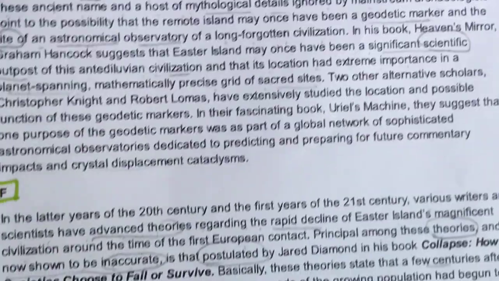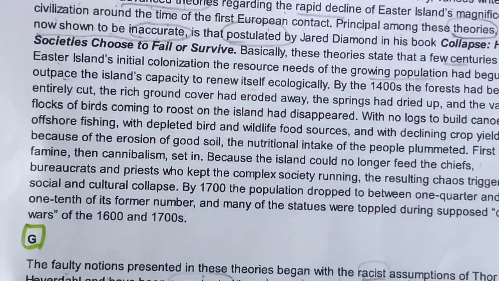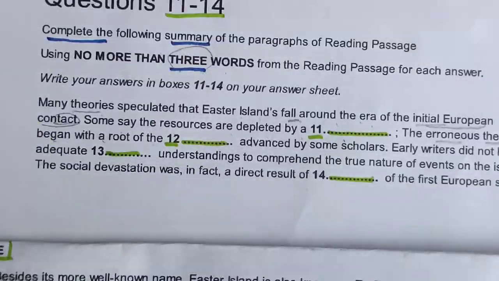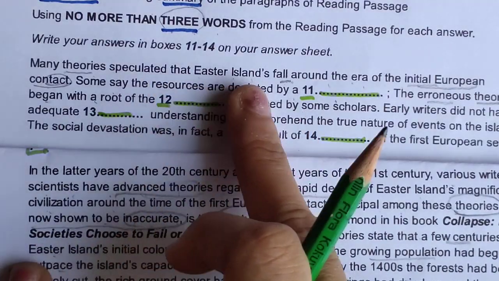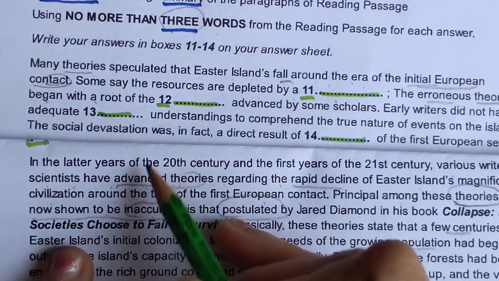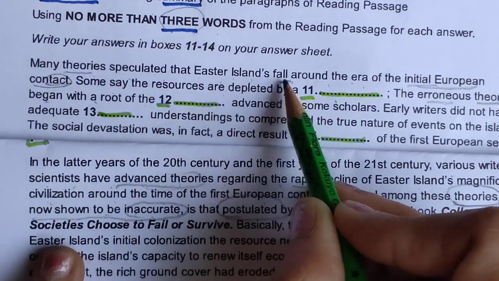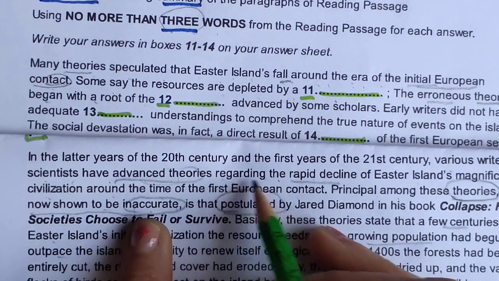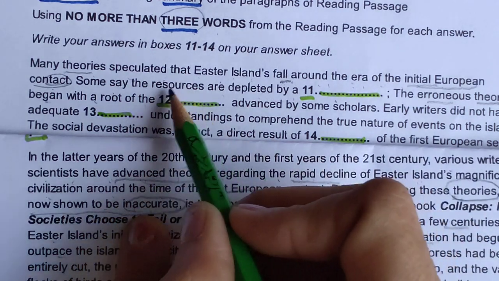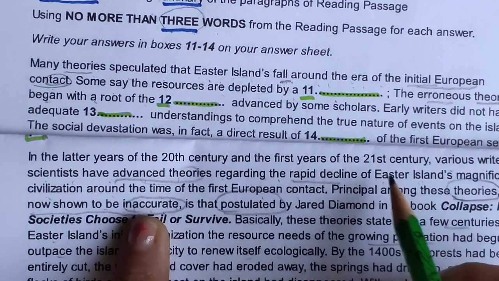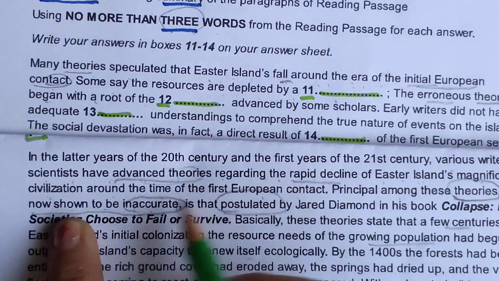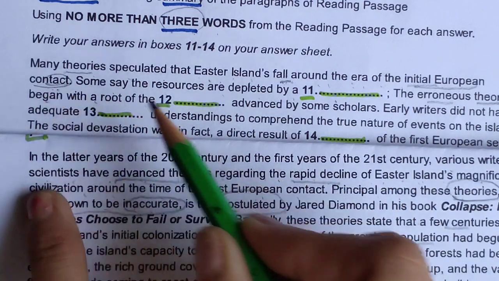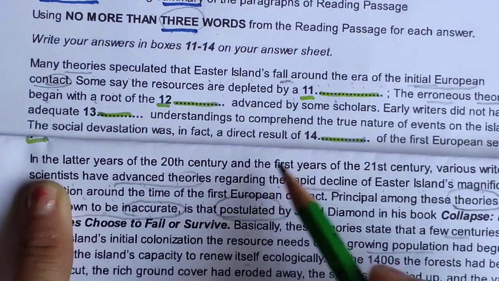So let me find it. The last question is also saying the same thing, we were just reading it. Many theories speculated that Easter Island's fall came around the era of initial European contact. So we got the location: the rapid decline of Easter Island's magnificent civilization around the first European contact. So finding the location is the challenge, then you will get everything.